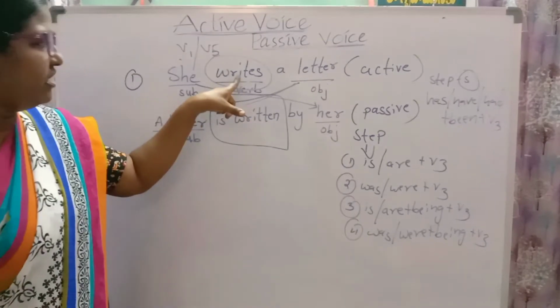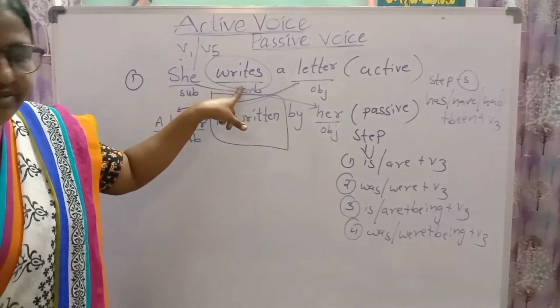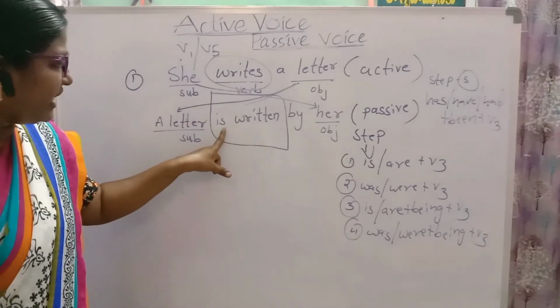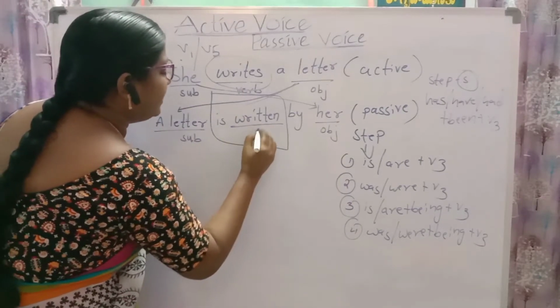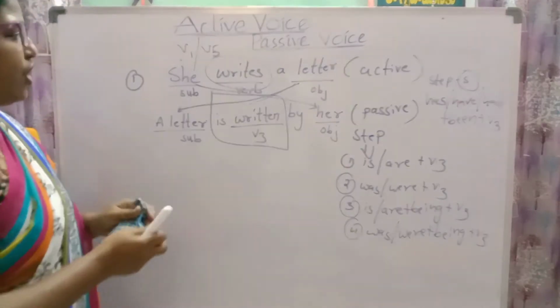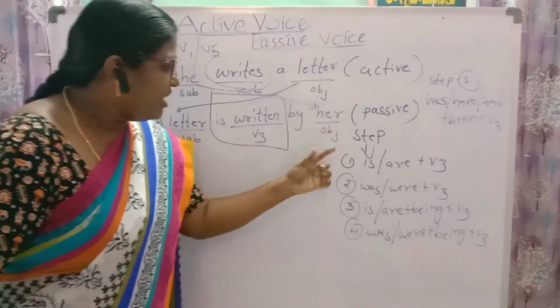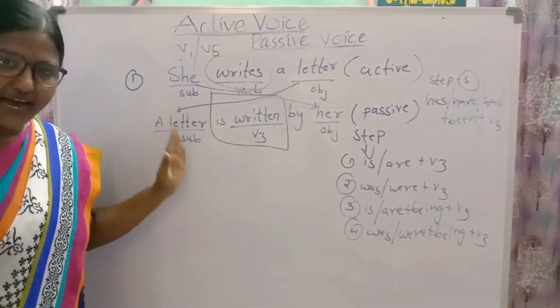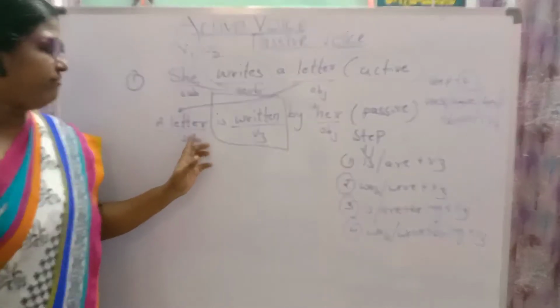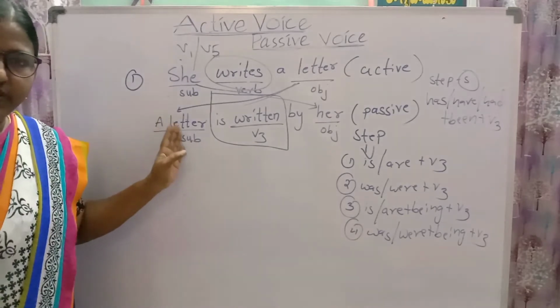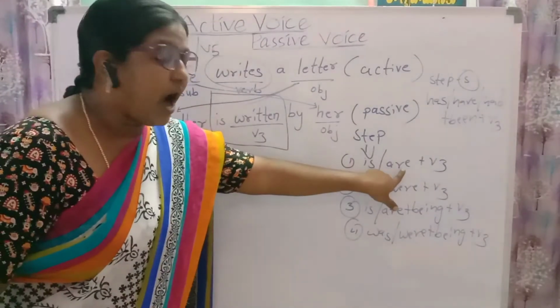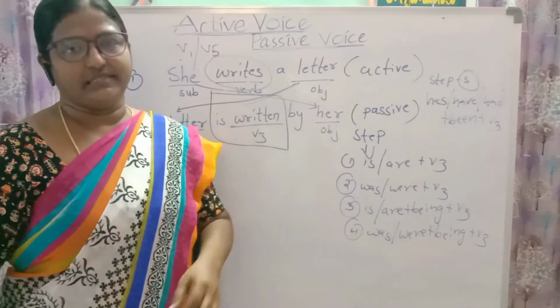Is written. Here the verb is in simple present, then we have to take is written. The verb must be in V3 form, and the object is by her. If the subject in passive voice is singular, we have to use is. If the subject in passive voice is plural, we have to use are in simple present tense.